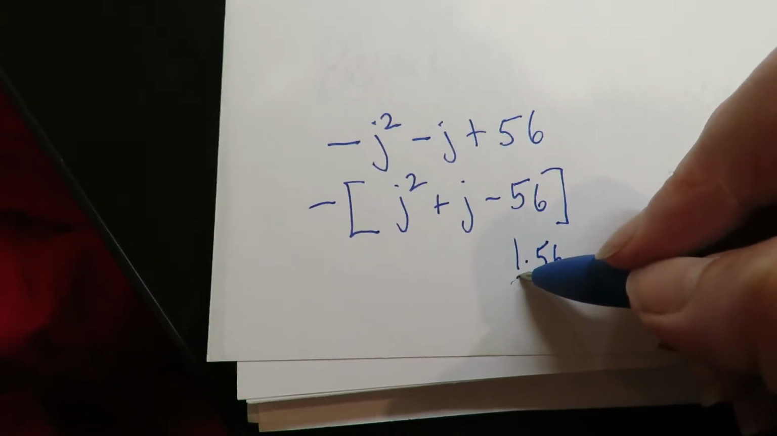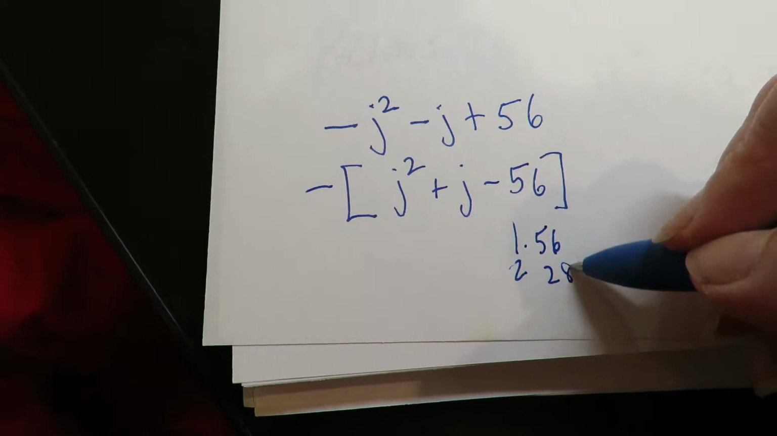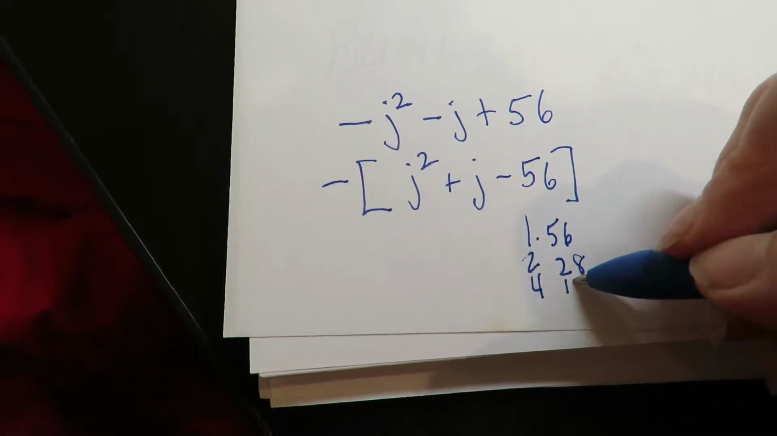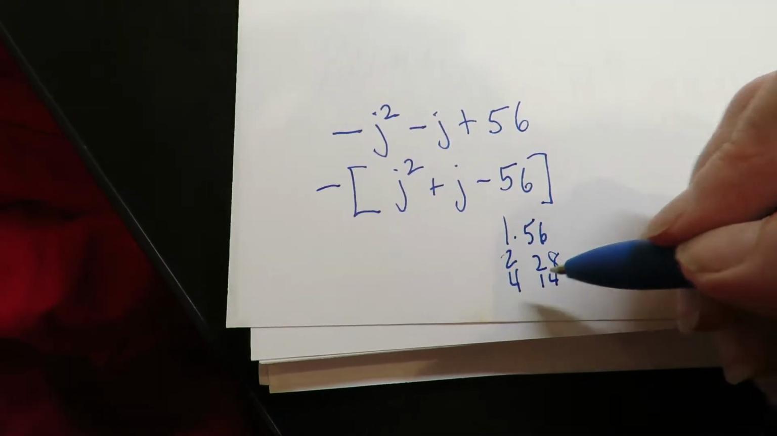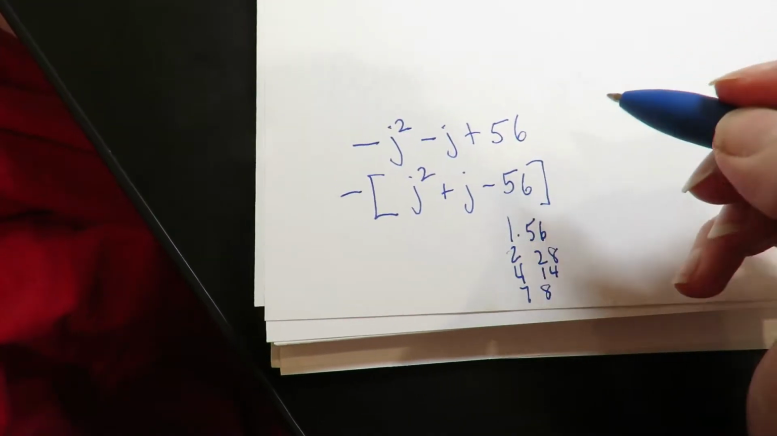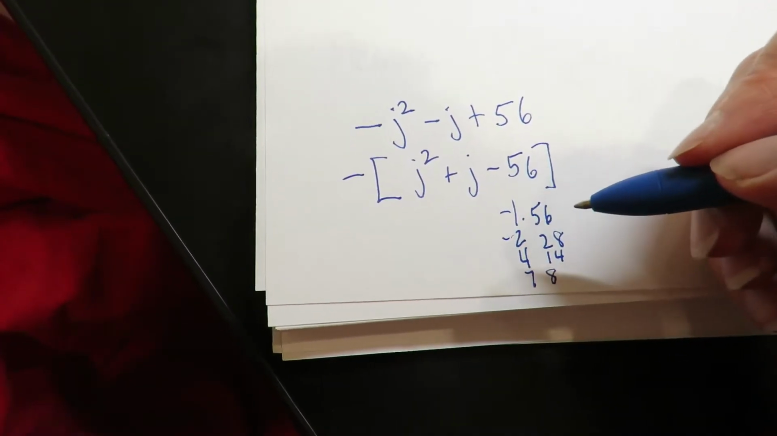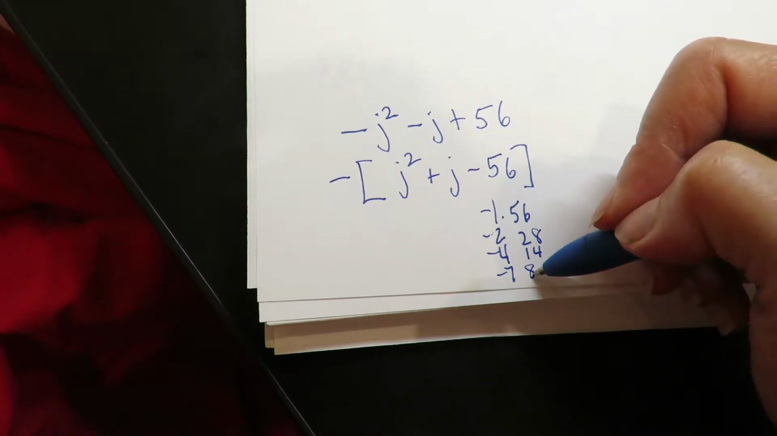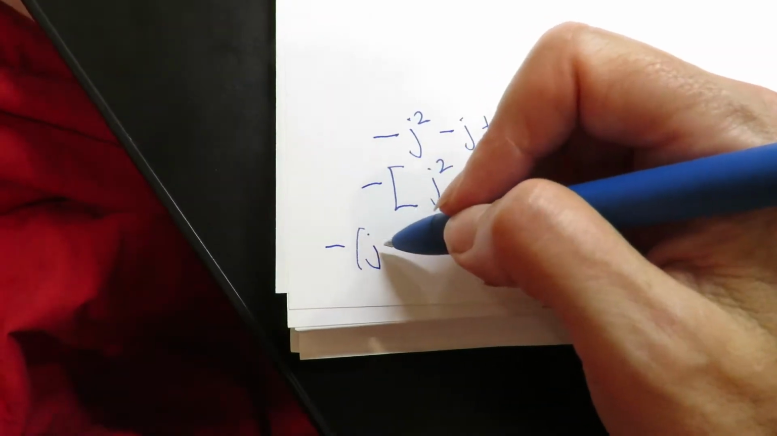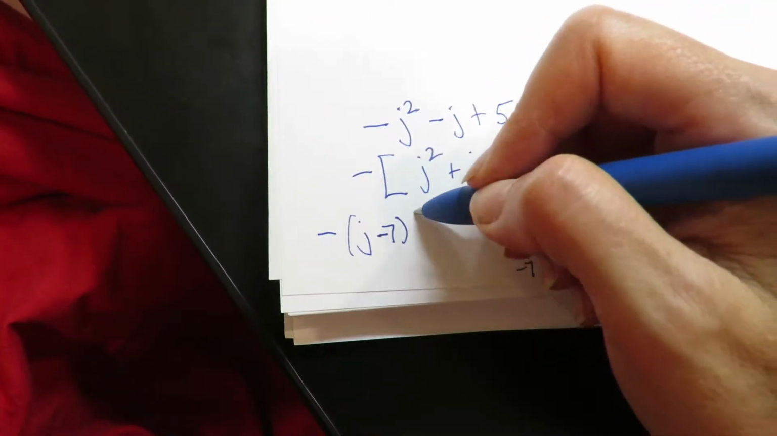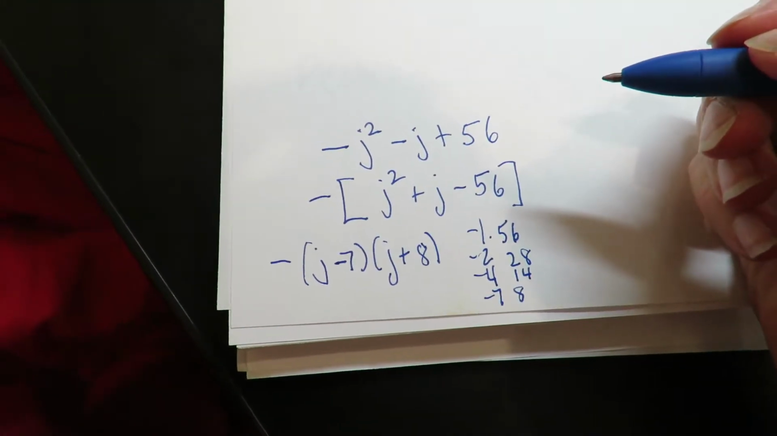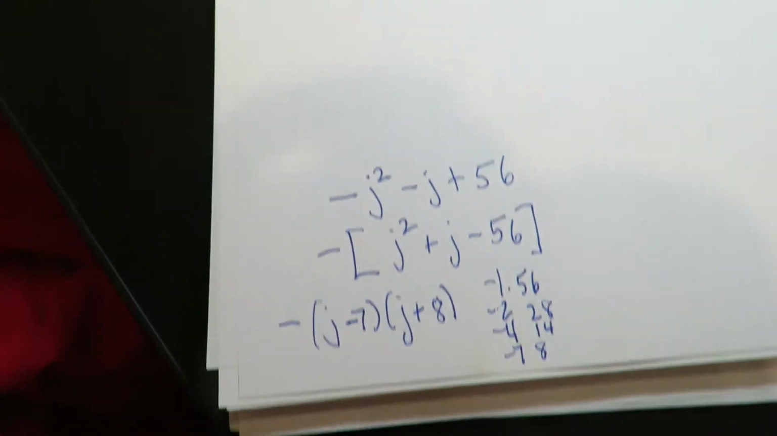Let's see here, what do we got? 2 times 28, 4 times 14, and 7 times 8. Okay, it has to multiply to a negative but add to a positive. Okay, the smaller number has to be negative, so it's this one. So it's negative j minus 7 times j plus 8. Okay, and again, it doesn't matter which order you write this in.